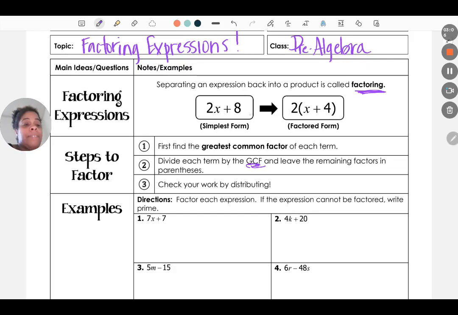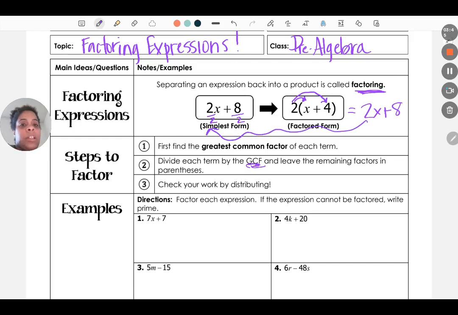And what they did is they found the greatest common factor and divided each term by 2. By doing that, they pulled the common factor, the number 2, out. 2x divided by 2 left the x by itself, and 8 divided by 2 left 4. So they left x plus 4 inside and pulled the 2 out. And we can check our work by doing the distributive property, right? We do 2 times x and 2 times 4, and that would give us back 2x plus 8, which is what we have, right?